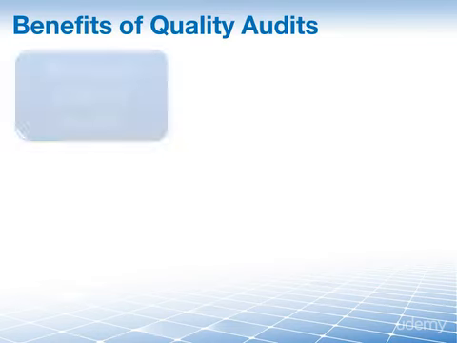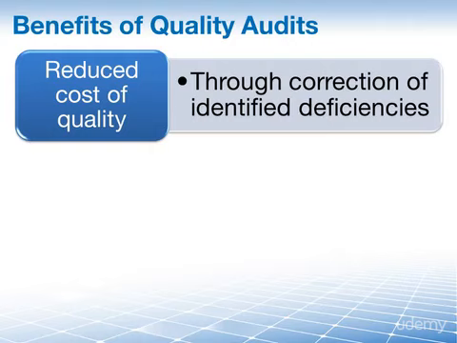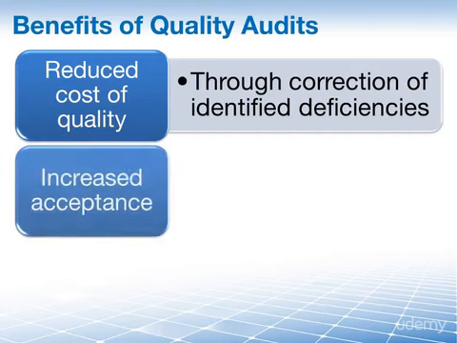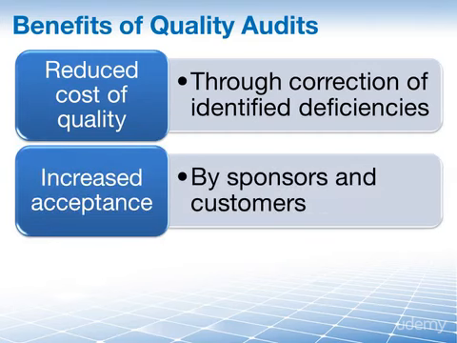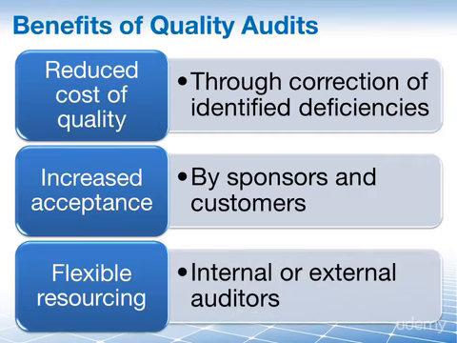There are many benefits that you get from a quality audit. Let's take a look at 3. First, we have reduced cost of quality. This is because the correction of identified deficiencies reduces the cost of quality. Next, we have increased acceptance. The reasoning here is that quality audits can lead to an increased acceptance by sponsors and customers of your project because they see that we are doing something about keeping our quality high. And our last example here, flexible resourcing. By this we mean that quality audits can be done by both internal and external auditors, and we're not bound by any group of people who might be doing this. We are flexible in assigning this to many people.